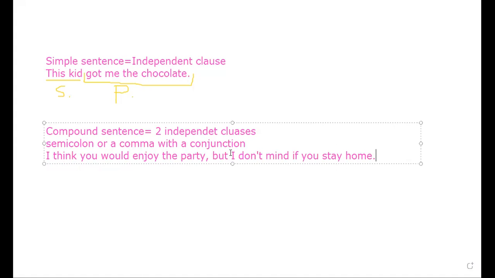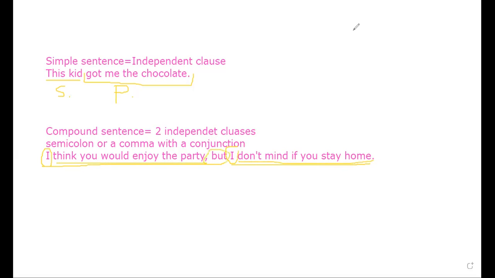Okay, so you see, guys, in the compound sentence, I find two independent clauses. I think you would enjoy the party is the first independent clause. I don't mind if you stay home is the second independent clause. How do I know that it's an independent clause? Because I have a subject, a predicate, and a complete idea, and then again a subject, a predicate, and a complete idea. And in the middle, I have a conjunction. That's how I know it is a compound sentence.